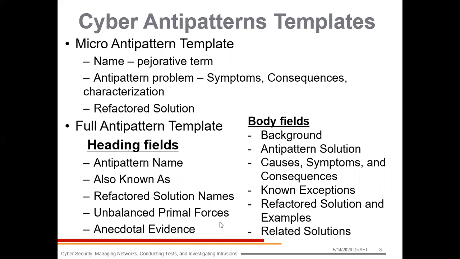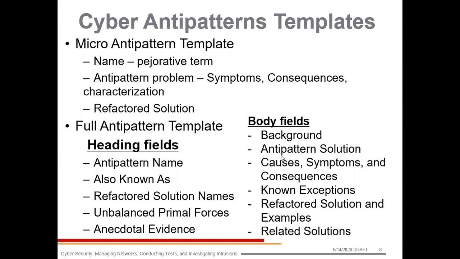Unbalanced primal forces. As I said, there are 4 primal forces: functionality, integrity, confidentiality, and availability. If something is unbalanced, that is given by these unbalanced primal forces. Then anecdotal evidence. What is anecdotal evidence? In Kannada, we say gade, like proverbs. If there are any proverbs which support this particular anti-pattern, that would be given in this anecdotal evidence.